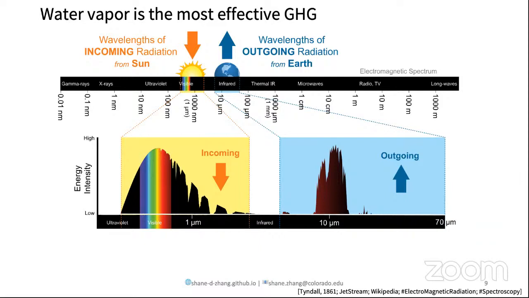And these dips in the energy of solar light are due to the absorption of solar light in Earth's atmosphere. And shown on the right here is the outgoing energy from the Earth. We also see that there are dips in the outgoing energy, which are due to absorption by greenhouse gases.